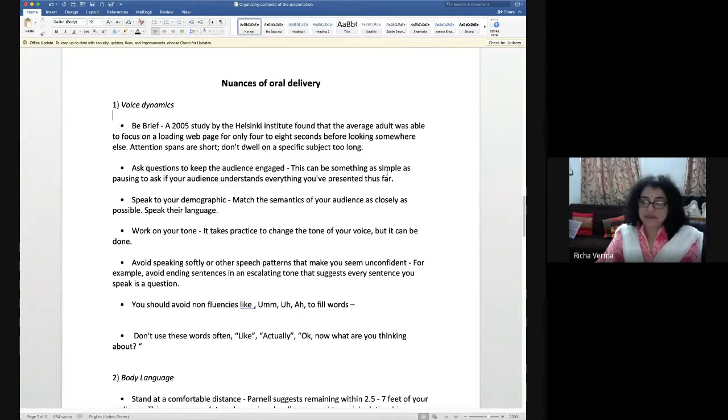This can be something as simple as, because you have to keep the audience interested, you have to keep asking questions rather than just giving the delivery. You also have to ask questions to the audience so that they are always engaged and their attention span is in continuity. Third point is speak to your demographic.